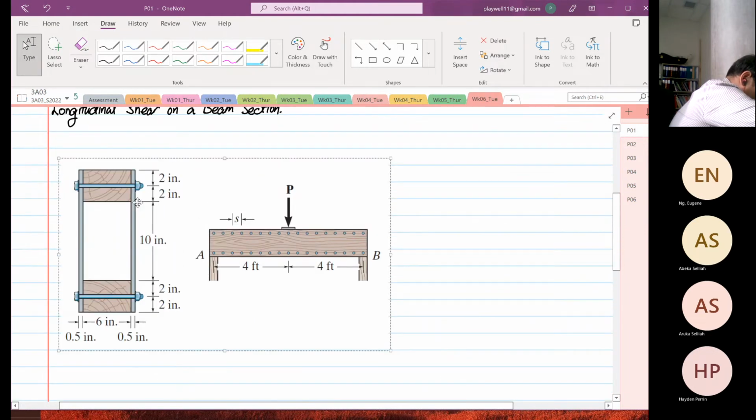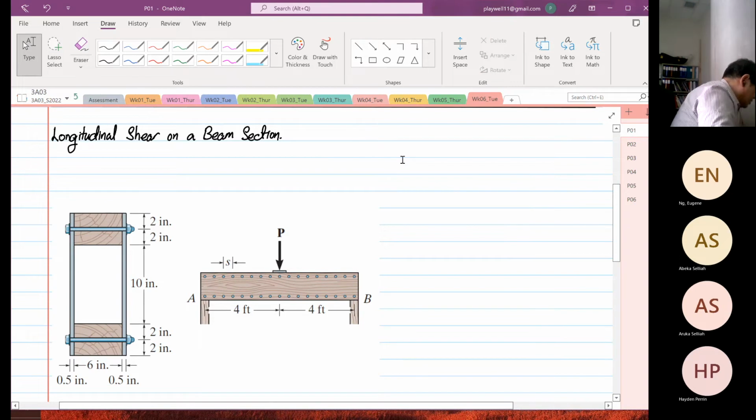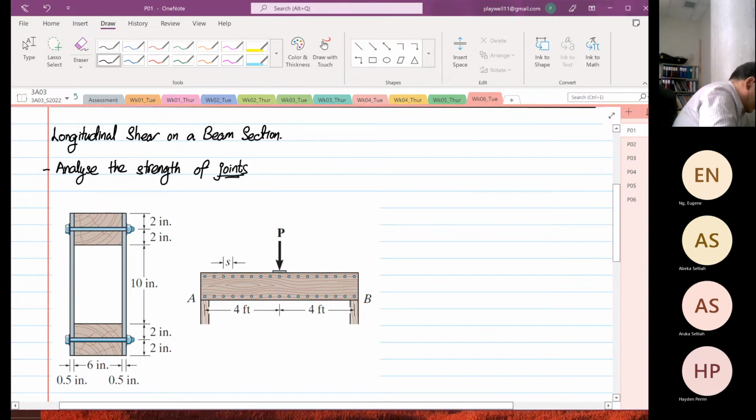So when do we apply longitudinal shear on a beam section? When we are going to analyze the strength of joints. I highlight here joints in shear loading conditions.